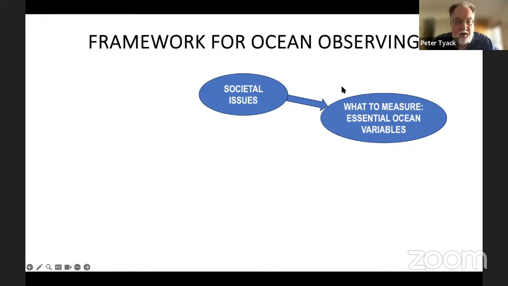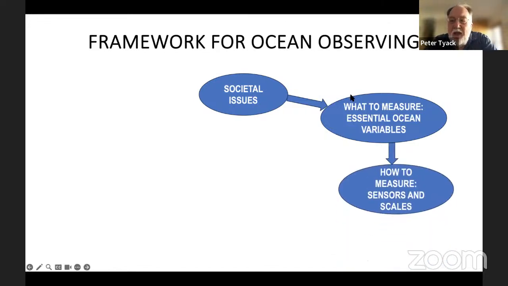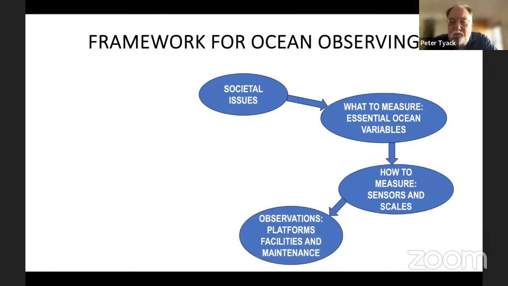Once you have developed the essential ocean variables, the question is how to measure them. What sensors do you need to use? And what are the scales in the global ocean over which you need to make the measurement? Once you think about sensors and scales, you need to get practical about how you make the observations. What platforms do you use? What facilities are required, and how should they be maintained?